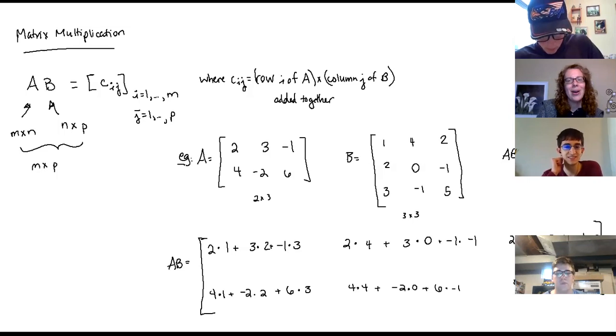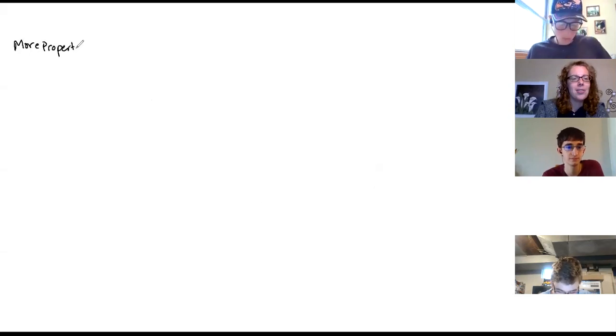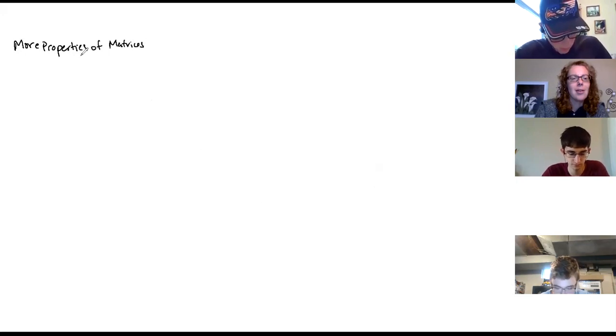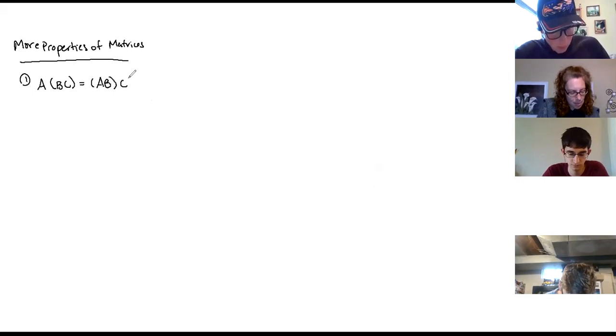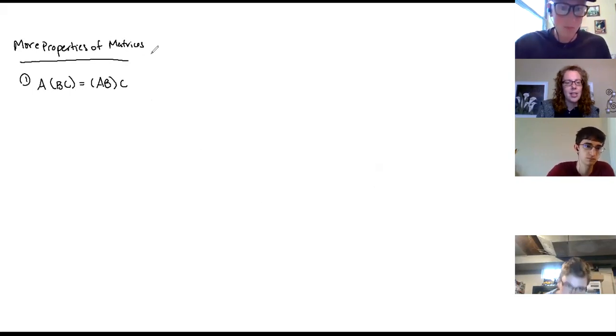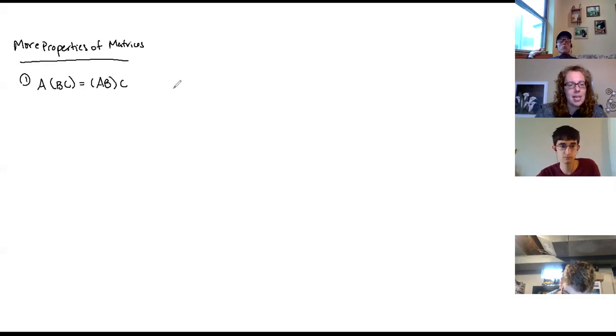Okay, so properties of matrices part 2. More properties of matrices. First of all, A times B times C is equal to A times B times C, as long as everything is the right size. So I need to make sure that everything I have here is the right size.